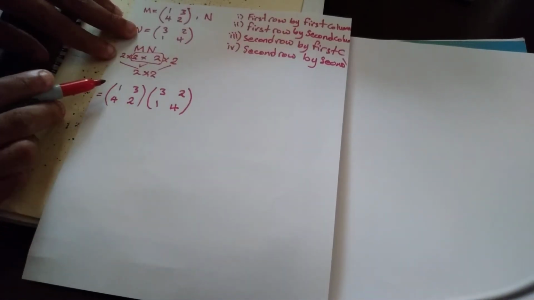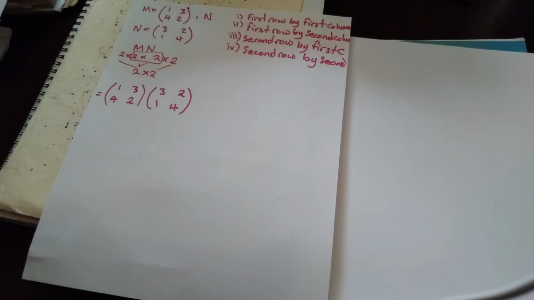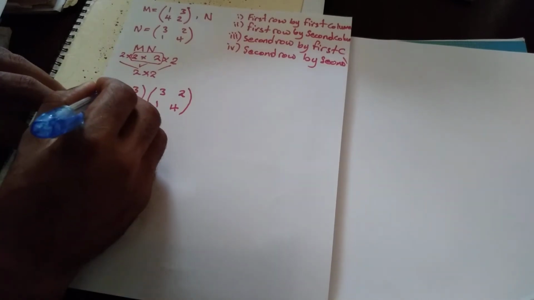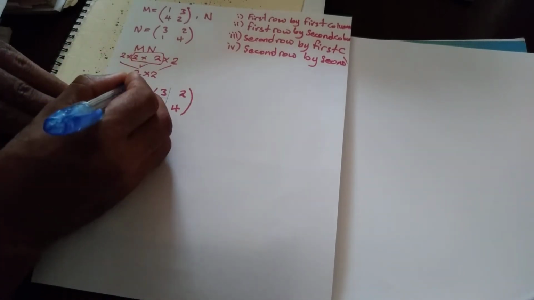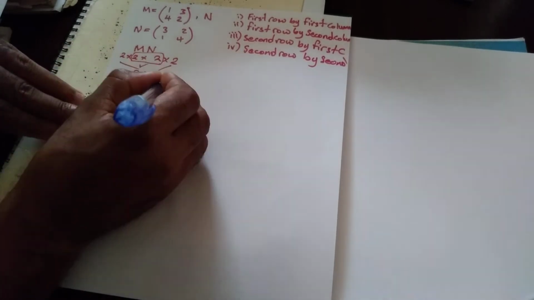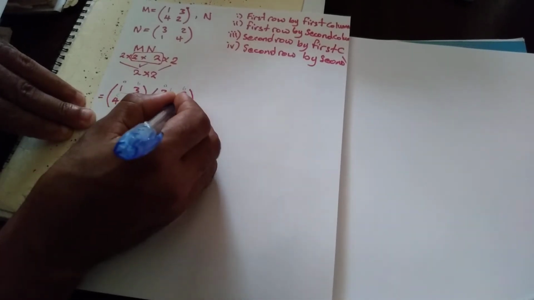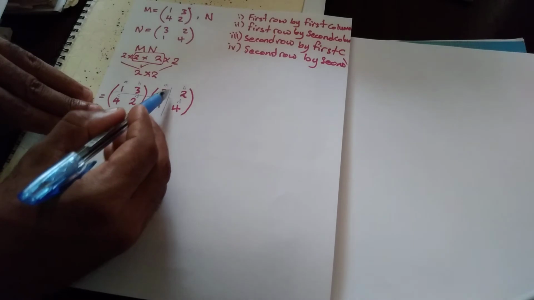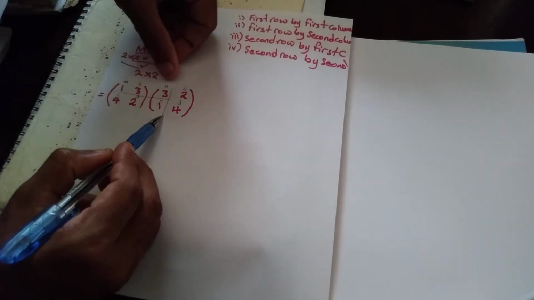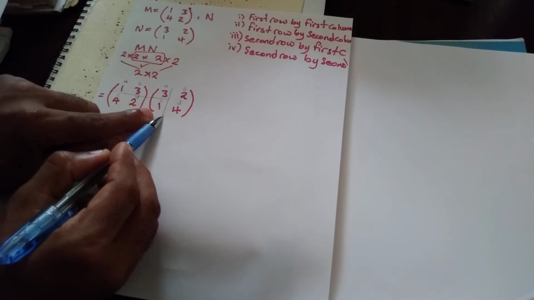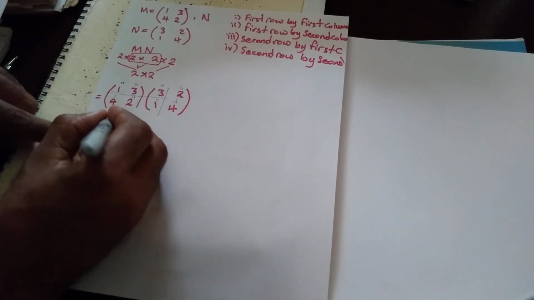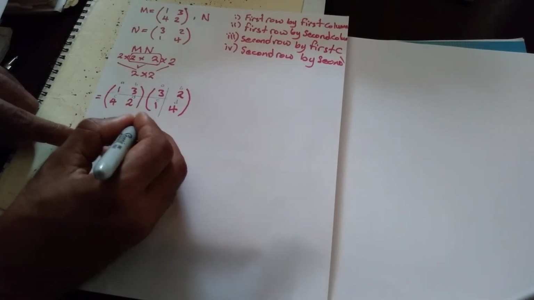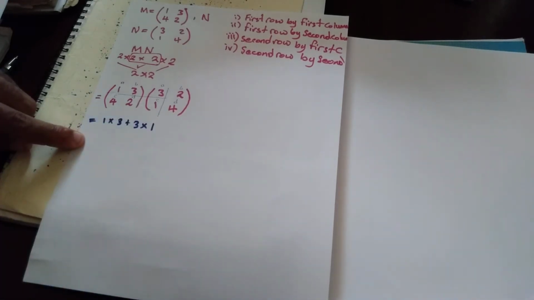So we're going to multiply first row by first column. Let me use a different marker. All right, use a pen. So remember, this is A, this is B, this is C, this is D, this is A, this is B, this is C, this is D. So we're going to multiply first row by first column. So we're going to multiply A times A, B times C. That's the first row, first column. So let me write it out. So I'm going to have 1 times 3 plus 3 times 1. That's for the first row, first column.